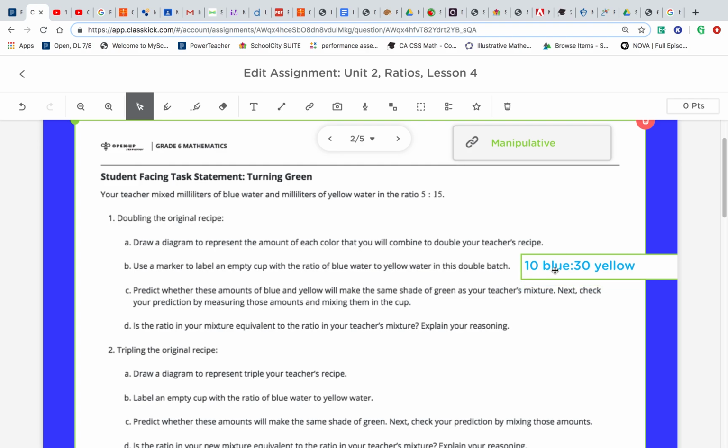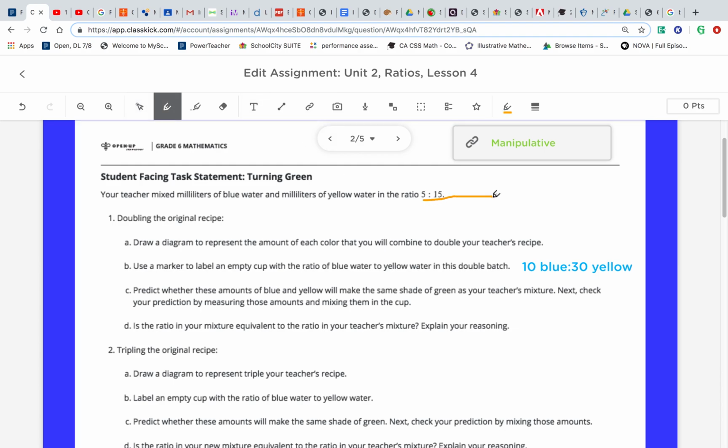If you look here, you can see that we are taking the amounts in the original formula and doubling them. You can see right here, 5 to 10, that's times 2, and then 15 down to 30, and that is also times 2. So that's what we do to double the recipe. Let's go ahead and use the manipulative now and see what it looks like.